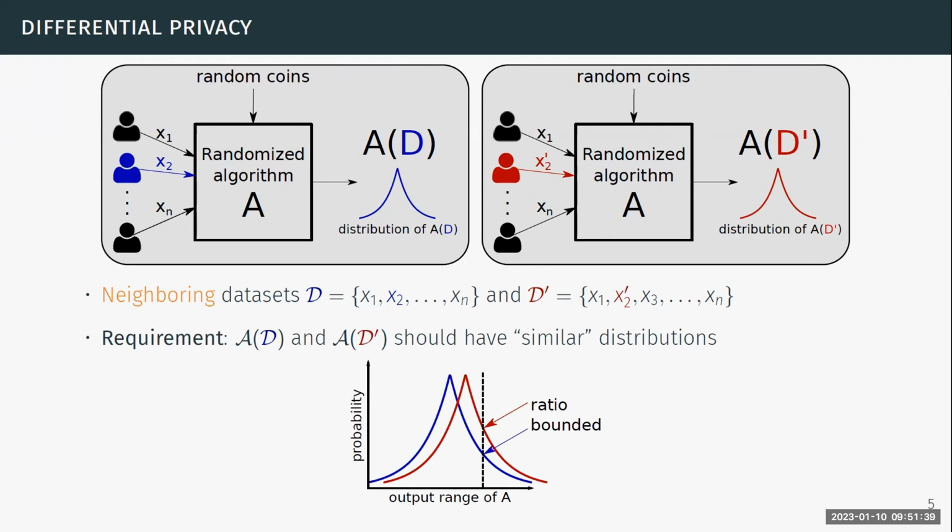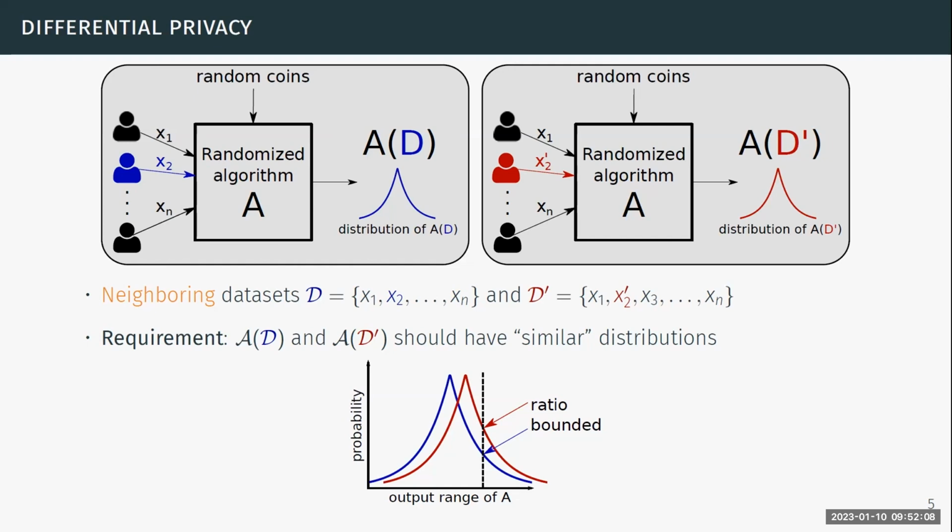Intuitively, if the distribution is close enough, it means I cannot tell by looking at the output whether a particular data point was in or not. I think that intuitively makes sense. And so we have this notion of neighboring data sets, which encodes exactly this relation. Two data sets are neighbors if they are the same up to one point that was swapped.